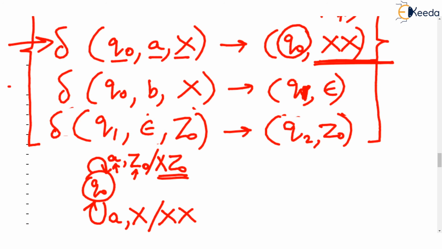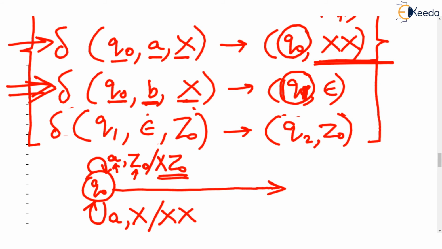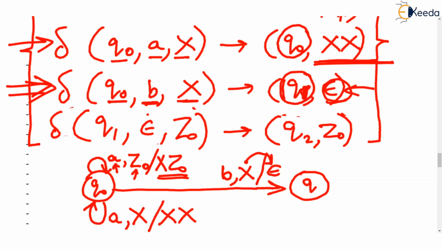Then comes this delta. What do you have in state Q0? The machine is reading B. Observe this delta function, and top is X. But the machine changes to Q1 state. So here we have a transition where we say that in Q0, if the machine reads B and top is X, then the machine will replace this X with epsilon. Observe this epsilon over here. So we'll write slash epsilon. But the most important thing is the machine is now in Q1 state.